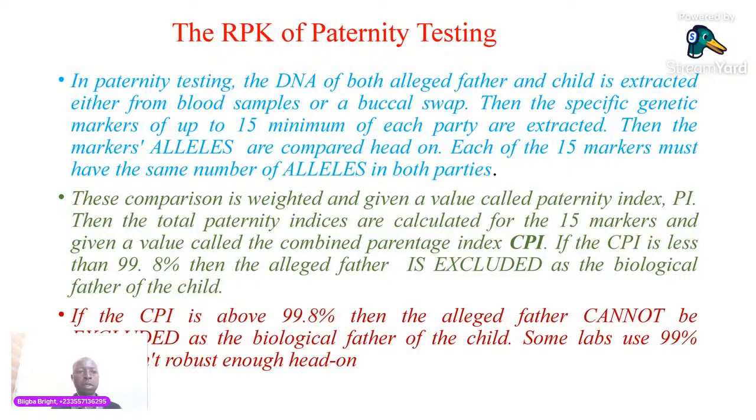That's why I put this small text there. You can pause and read it. In paternity testing, the DNA of both the alleged father and child is extracted either from blood samples or a buccal swab. Then specific genetic markers, up to about 15, are picked from the father, and you also pick 15 from the child. The markers have alleles, and the alleles of those markers are compared head on. You pick marker 1 of the father, marker 1 of the child, then you compare them.